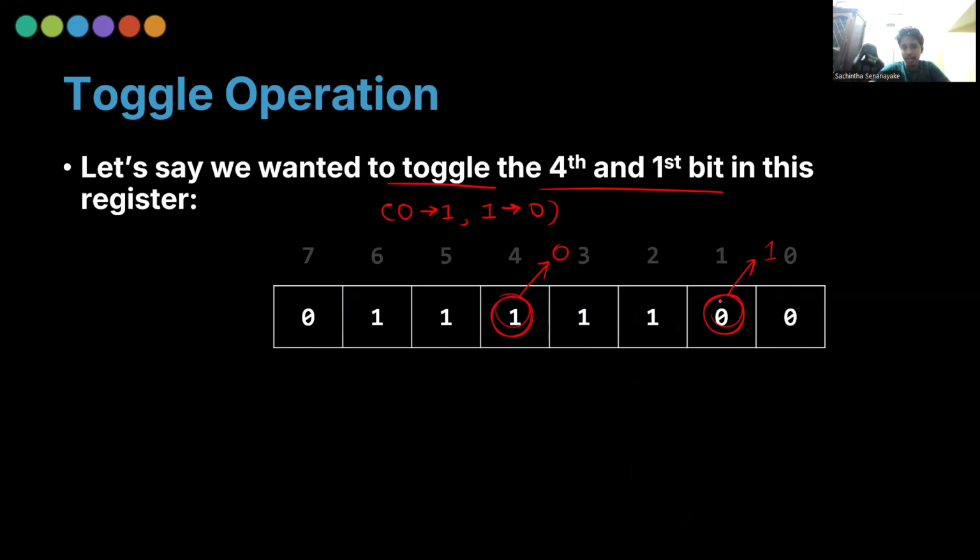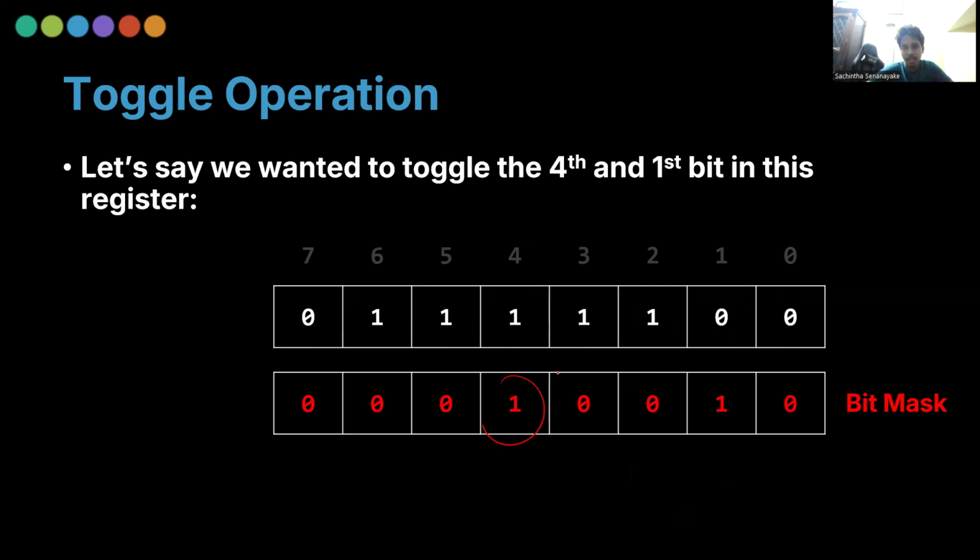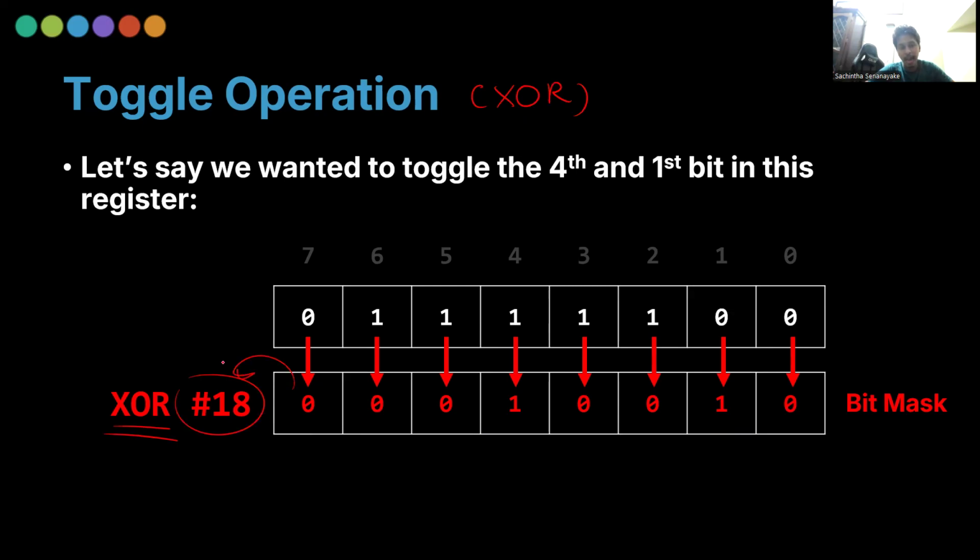To toggle is very simple. Again, create a bit mask with 1s in the positions of interest, 4 and 1. Those two positions are what I want to toggle. That becomes your bit mask. And then instead of AND or NOT, perform an XOR operation on the binary bit mask, but you can convert it to denary when you write the assembly code instruction as XOR 18.